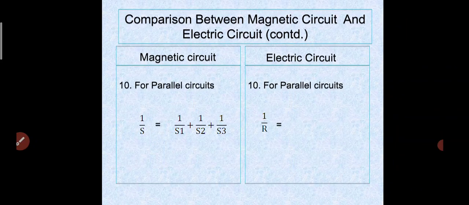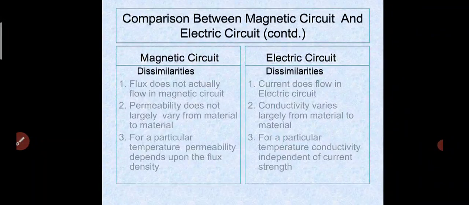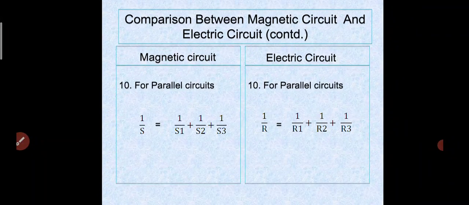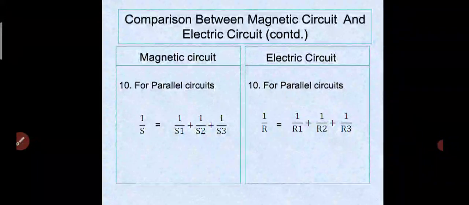And 10th point, for parallel circuits 1 by S is equal to 1 by S1 plus 1 by S2 plus 1 by S3. This is the magnetic circuit. And electric circuit's 10th point, for parallel circuits 1 by R is equal to 1 by R1 plus 1 by R2 plus 1 by R3.